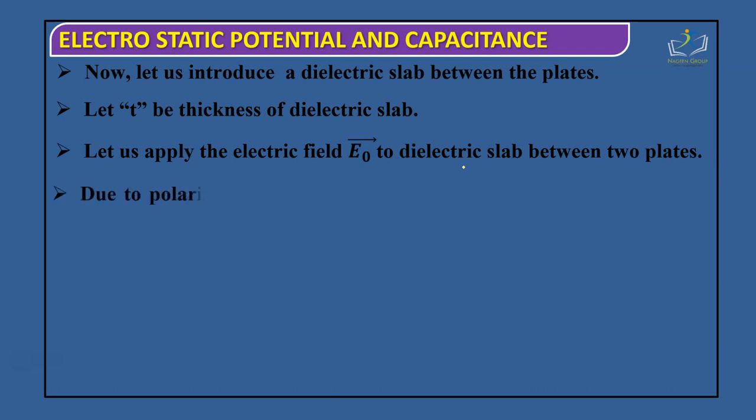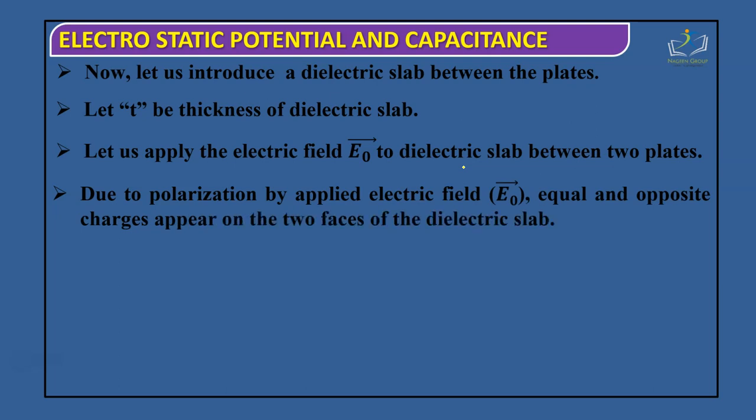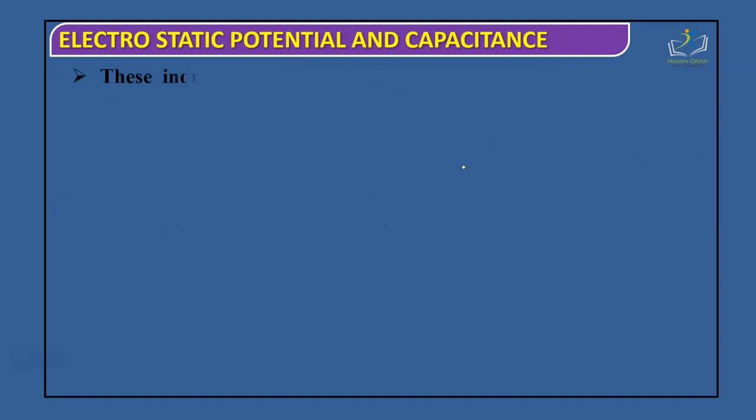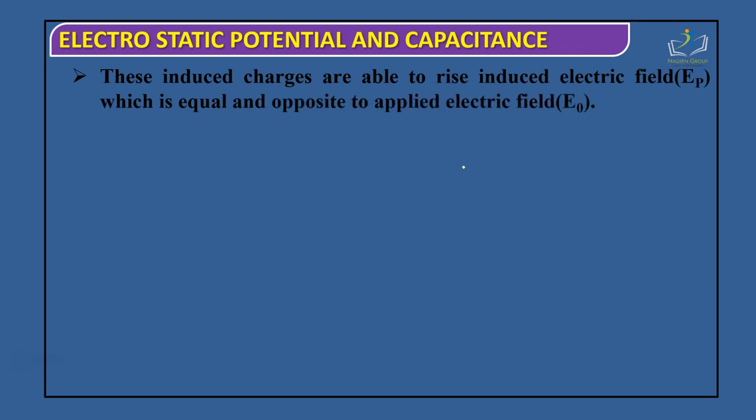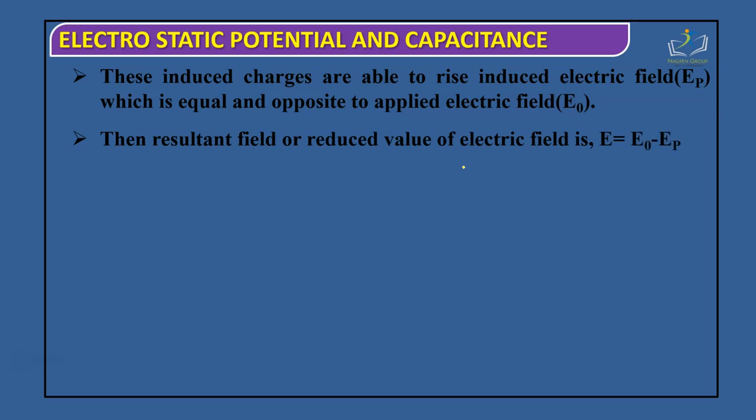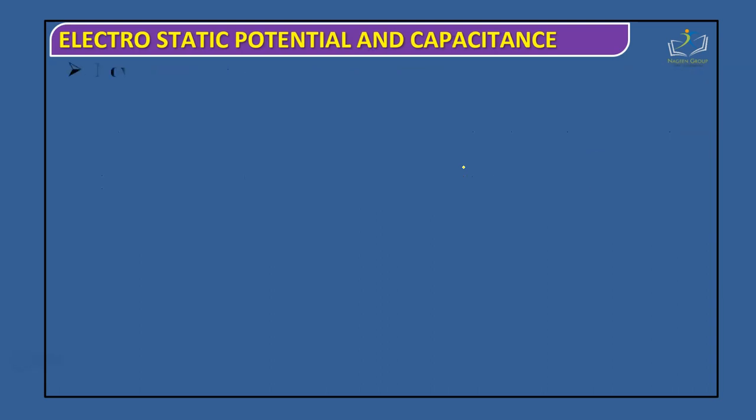dielectric slab between the plates. Due to the polarization by the applied electric field E naught, equal and opposite charges appear on the two faces of the dielectric slab. These induced charges create an induced electric field, EP, which is equal and opposite to the applied electric field E naught. Then the resultant or reduced value of the electric field is E equals E naught minus EP. Here E equals E naught minus EP exists in the region of thickness T.